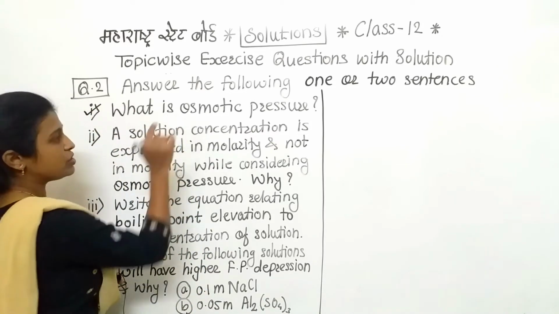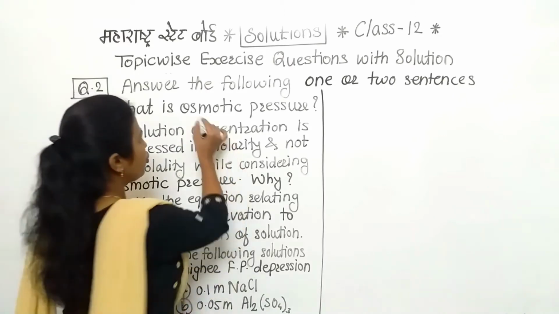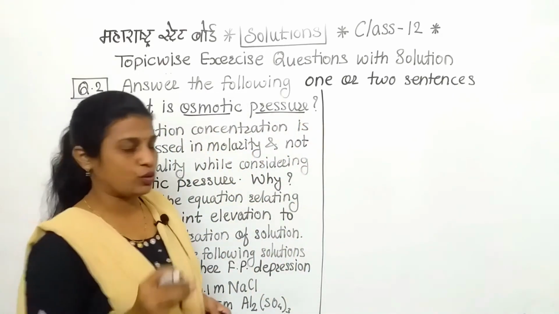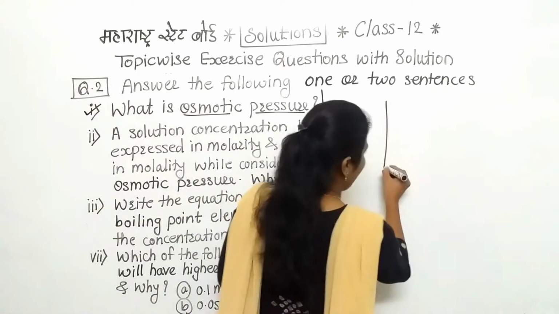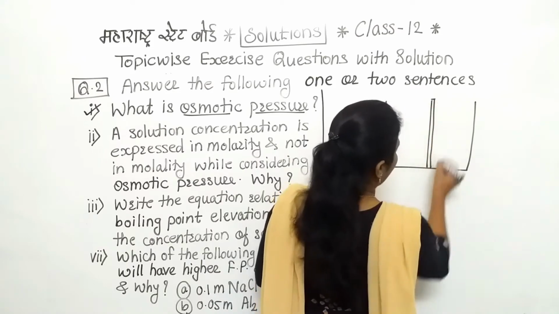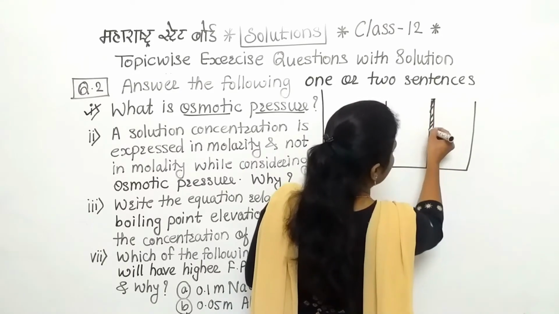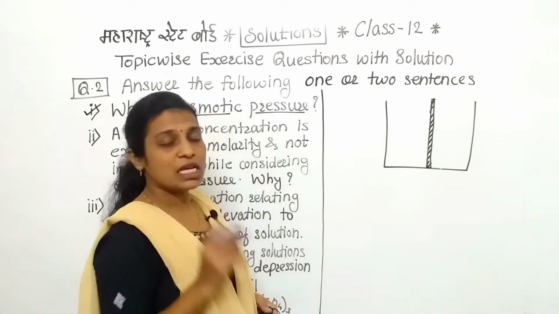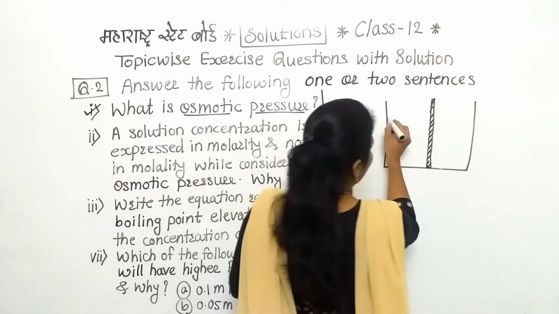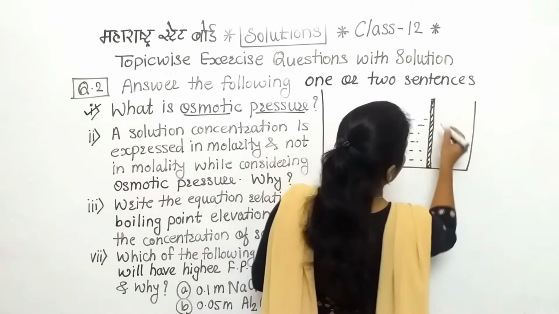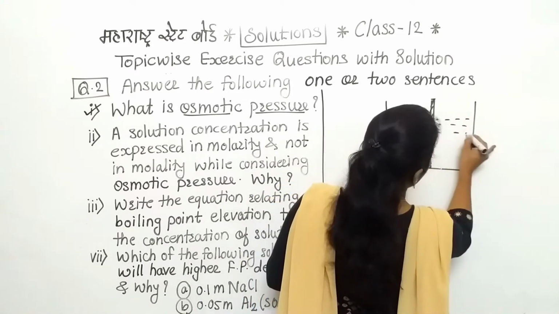Now see here. What is the osmotic pressure? Before going towards that osmotic pressure, I will tell you what is meant by osmosis also. For that, I am drawing one diagram. If we consider this is one container and in that one partition is there, which is of the semi-permeable membrane. What is meant by that semi-permeable membrane? Semi-permeable membrane is nothing but the membrane which allows the flow of solvent and not of the solute.